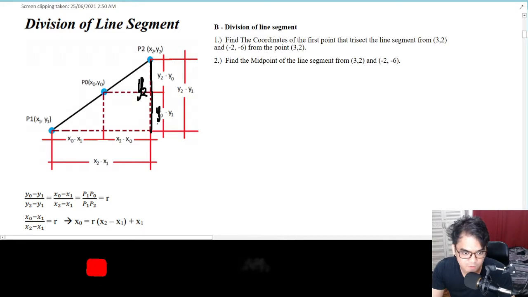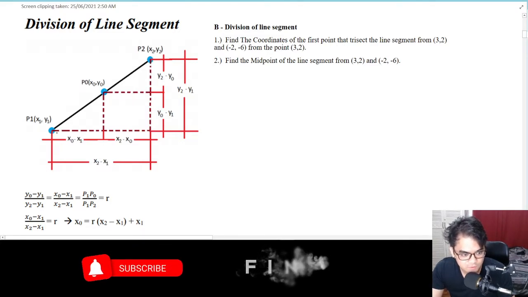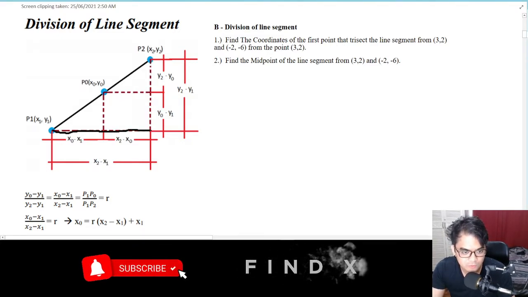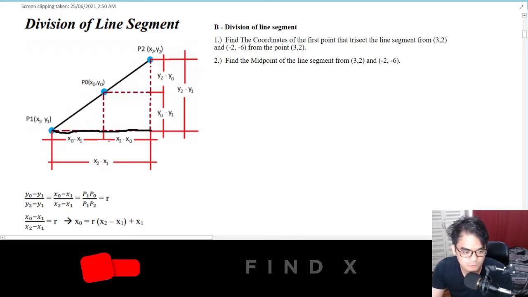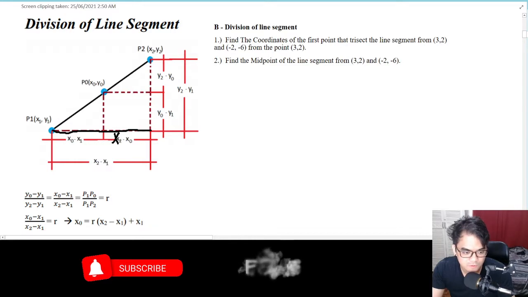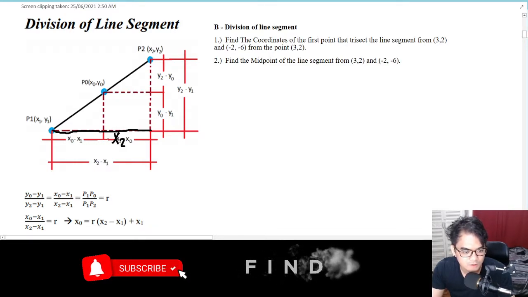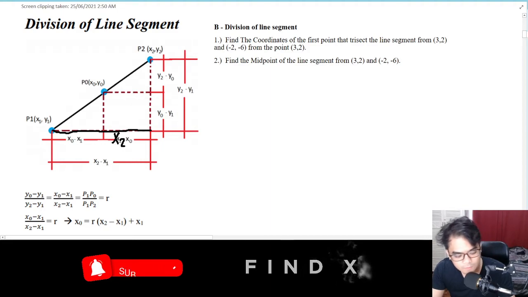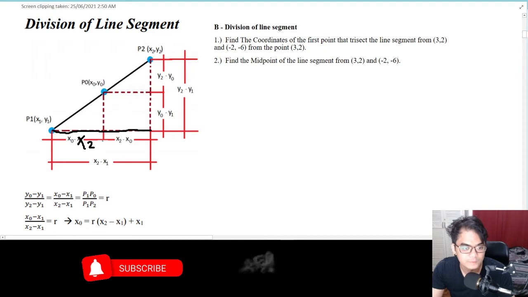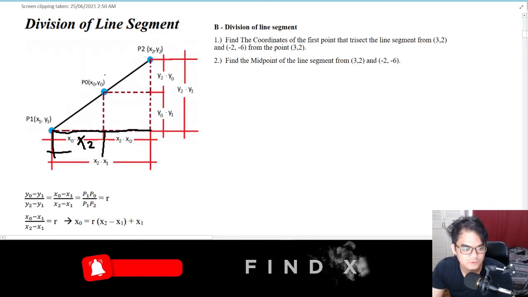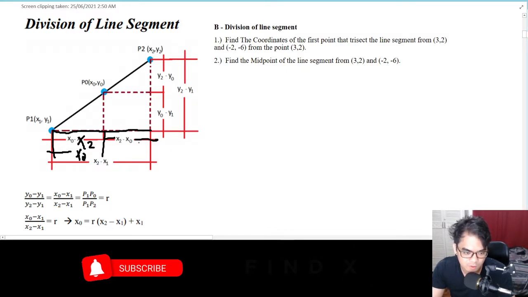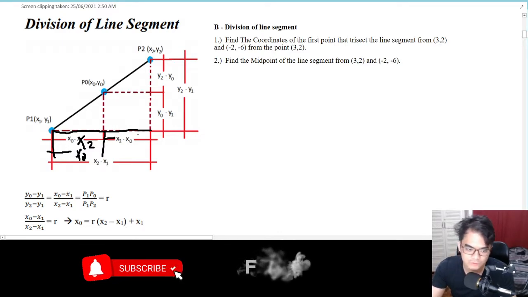And that also applies with the x. As you can see, this whole one is x2, right? And then from here to here, this is x0. So to get this one, this will become x2 minus x0, and so on and so forth.